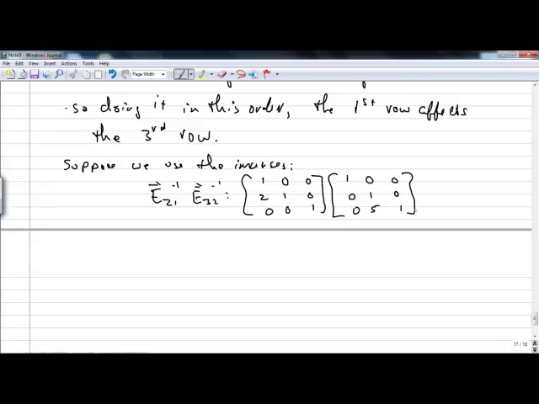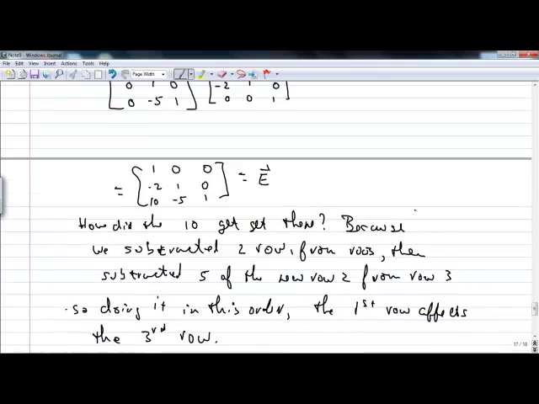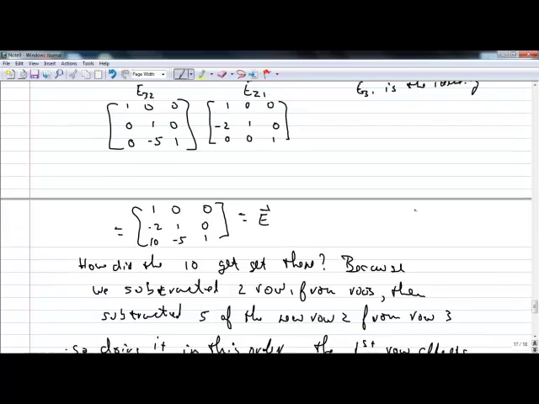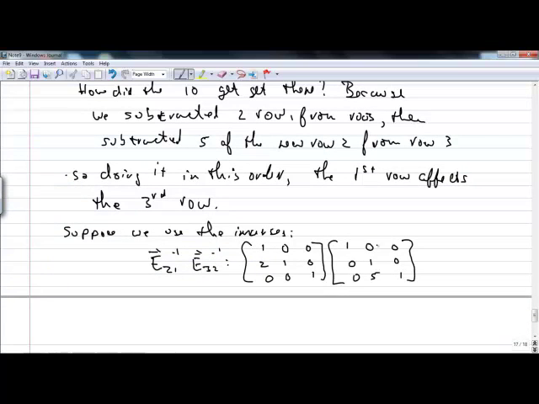Okay, so let's just look back at this point. Here's E32. This is an identity row. Here we have 0, minus 5, 1. Now to invert it, since it's only that one row, we just need to get rid of that 5 there. We just take the opposite.